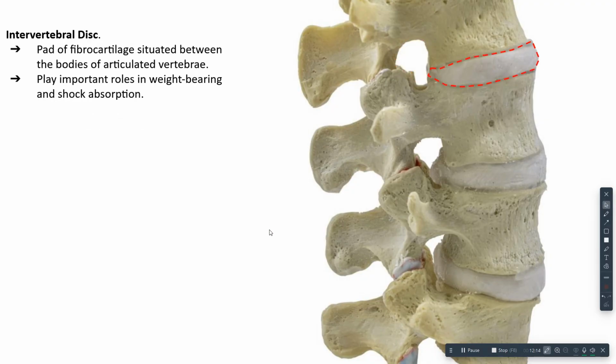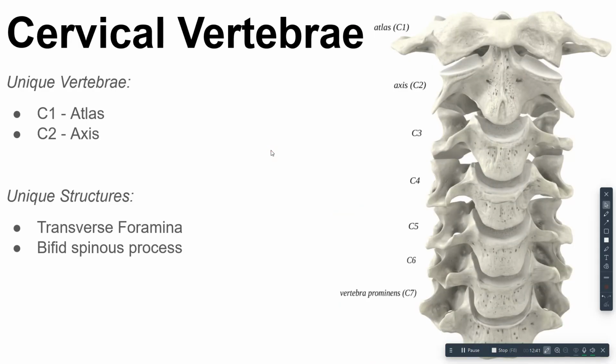All right, we're almost done with the basic structures of a vertebra. I think this is the last one here. So I've got two bodies of vertebrae here, and the two bodies have a pad of fibrocartilage between them, and that pad of fibrocartilage is called an intervertebral disc. Very important in bearing weight and shock absorption as well. All right, so those are all my basic features.